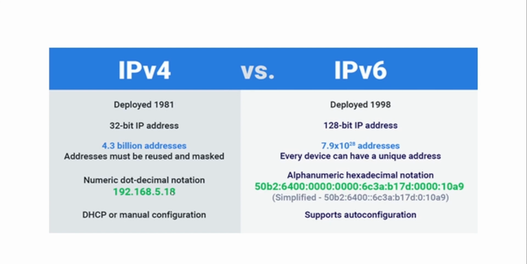IPv4 is written in decimal, and IPv6 is in hexadecimal. And how do you get an IPv4 address? Either through DHCP or through manual configuration, and IPv6 supports auto configuration. Okay, that's the difference between IPv4 and IPv6.